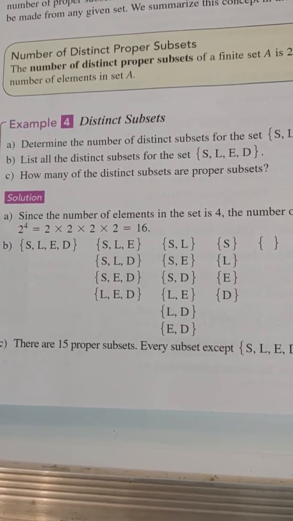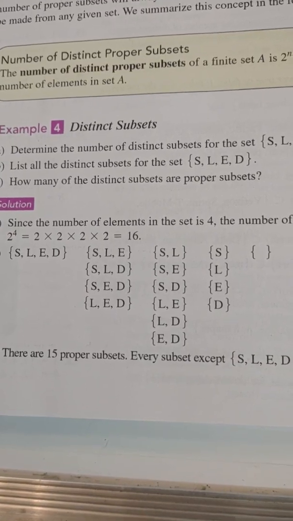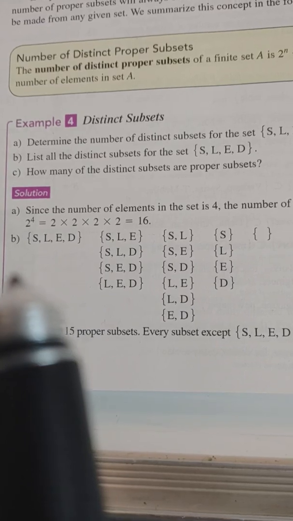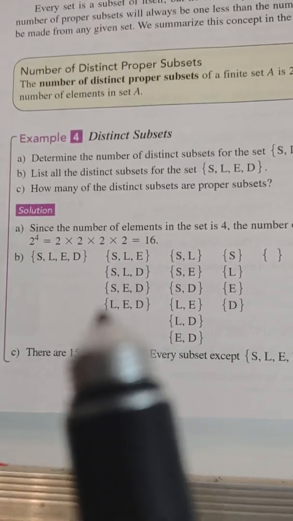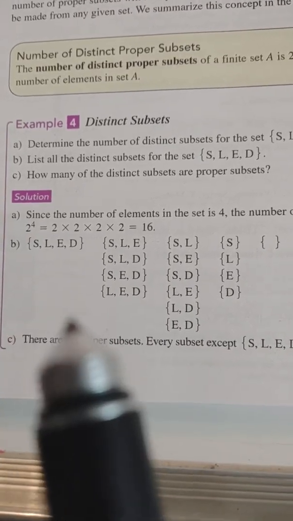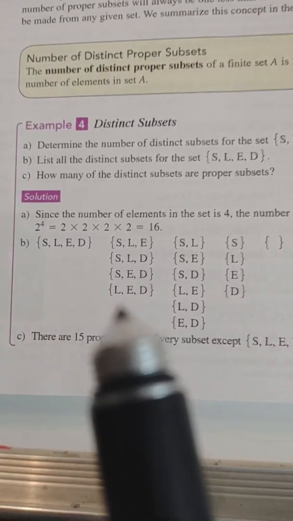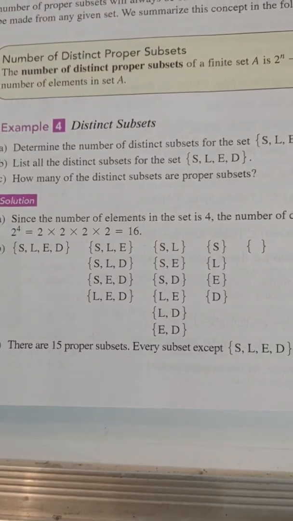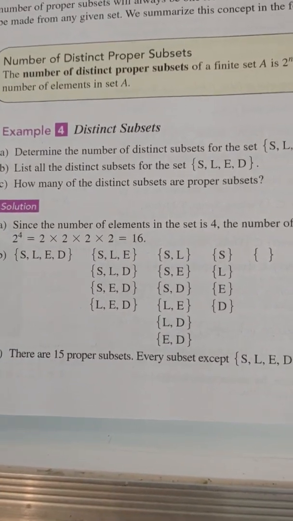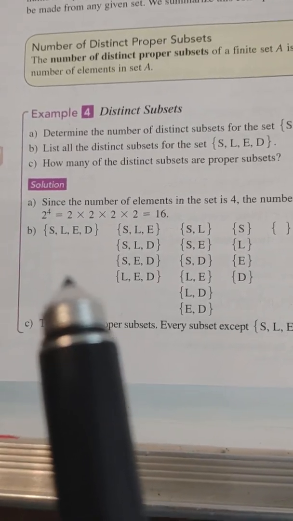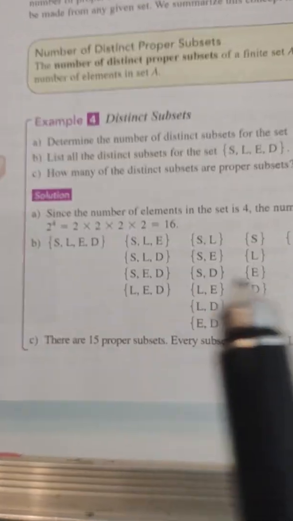Part B says list all the distinct subsets for the set SLED. So all we have to do is start listing them in an order. We've got SLED, then we've got SLE, SLD, SED. Notice we do 4, then the combinations of 3, then combinations of 2, and combinations of 1. Then it says how many of the distinct subsets are proper subsets. And 15 of them are, because the only one that's not proper is the first one, SLED.